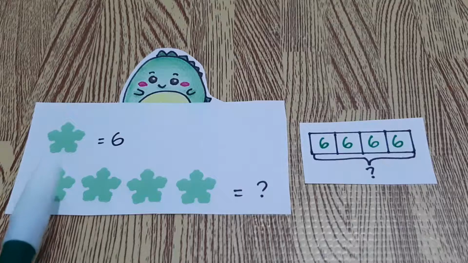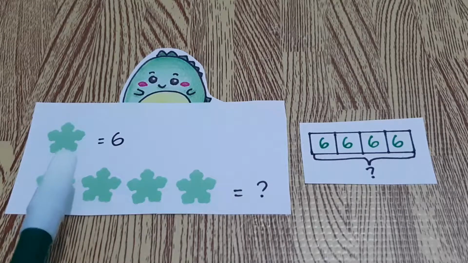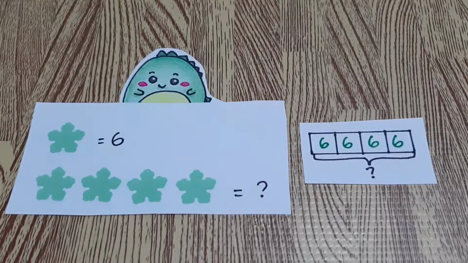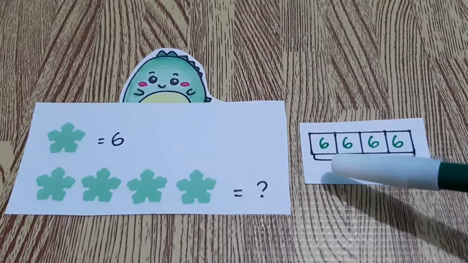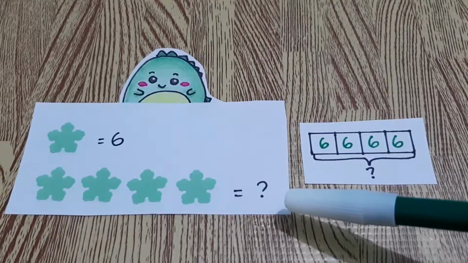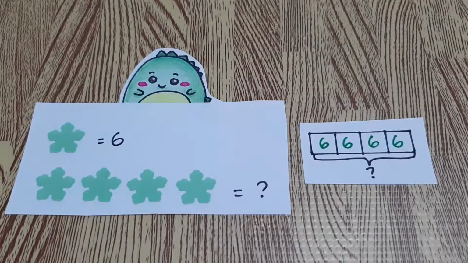Remember that one flower is 6, so I make the flower shape into a box. So I write down 1 box is 6. Now since there are 4 flowers, it means I made 4 boxes, because there are 4 groups of 6. So I made 4 boxes of 6, or 4 groups of 6, or 4 bars of 6.